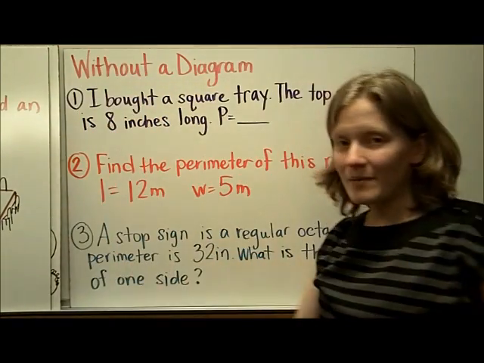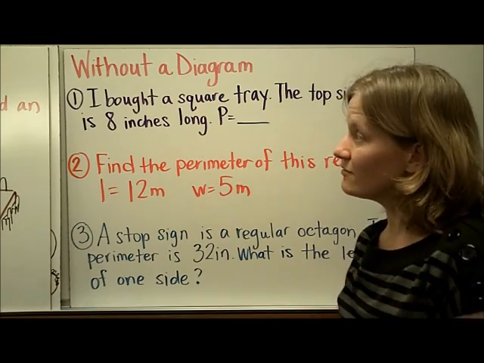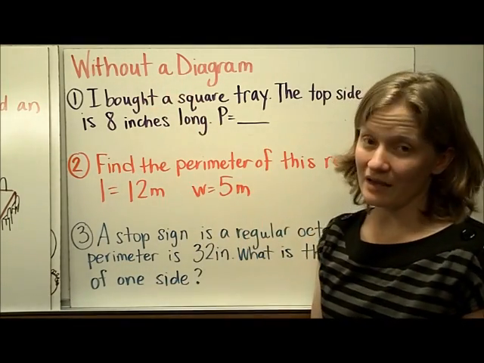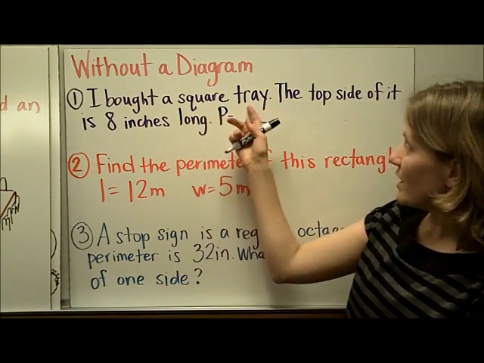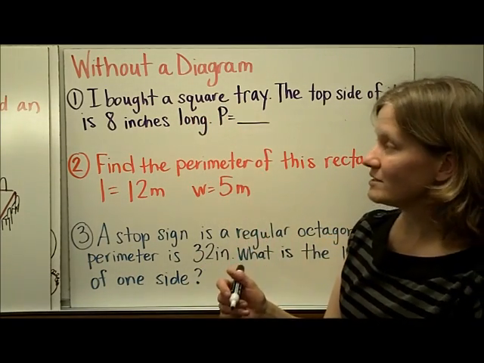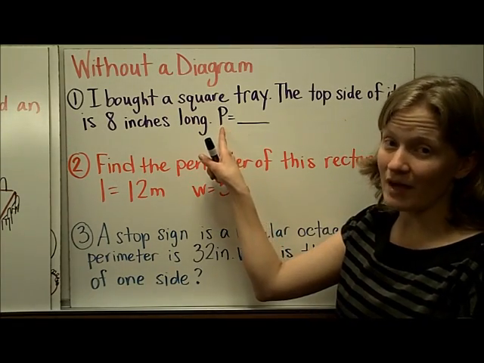And finally, you might be given some problems where you need to figure out the perimeter and you are not given a diagram. So let's practice solving a couple of those. I bought a square tray. The top side of it is 8 inches long, and then I need to find the perimeter.